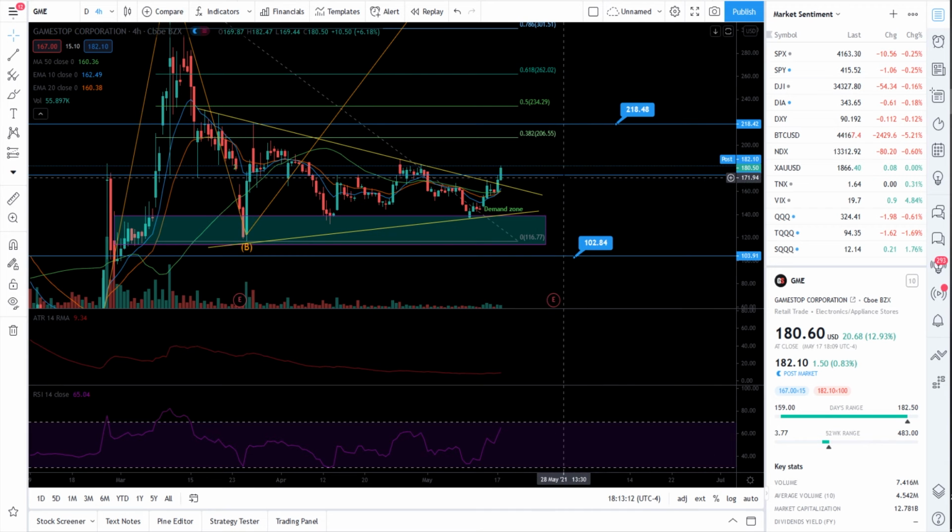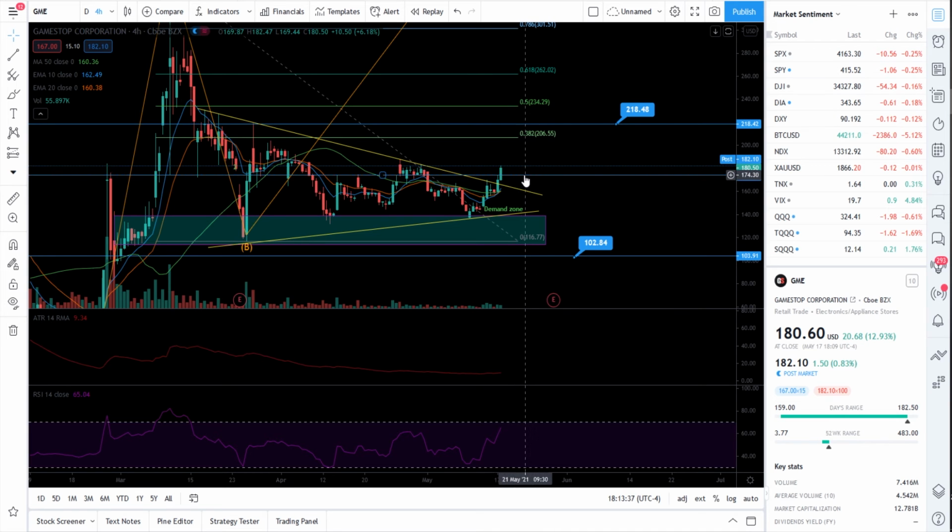So this level here of 174, 175, it's an important support and resistance level. It's been tested multiple times. It's been a turning point throughout the time of GME's growth. And after breaking above this zone, I would like to see this resistance zone retested as support, as we've seen happen multiple times, and see a bounce there.